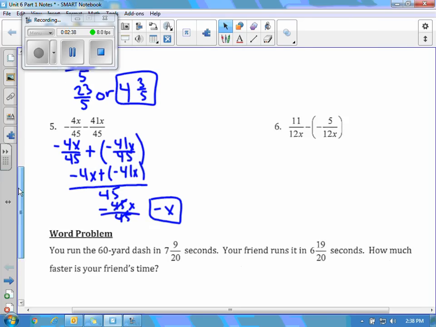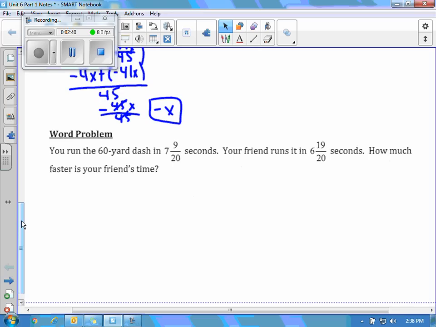As you can see, I left 2, 4, and 6 for you guys to work. I'm going to leave this word problem for you guys to work as well.